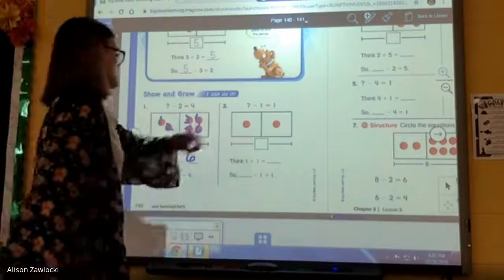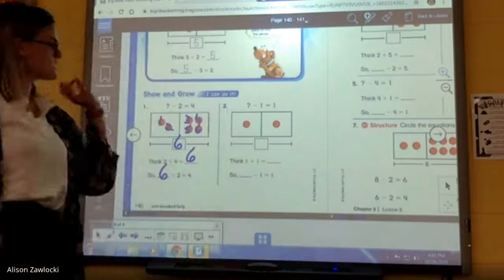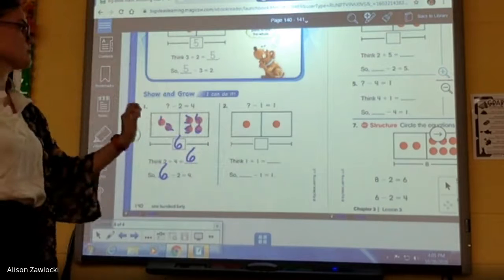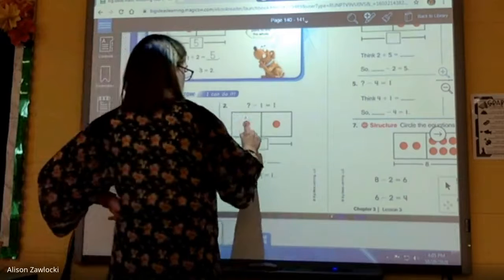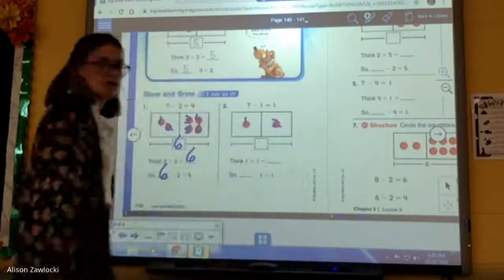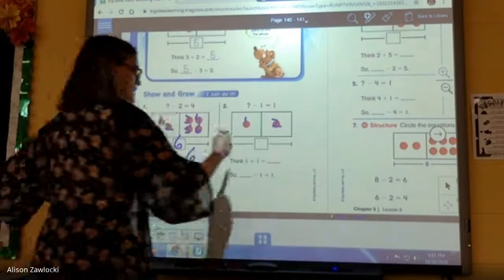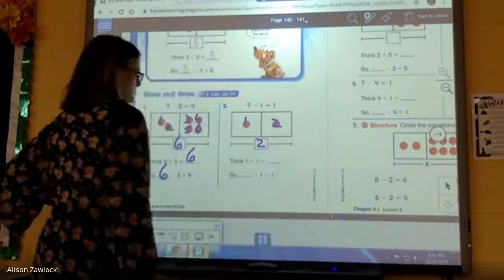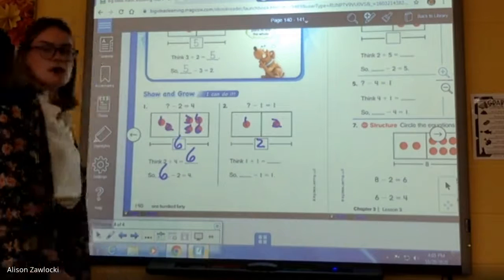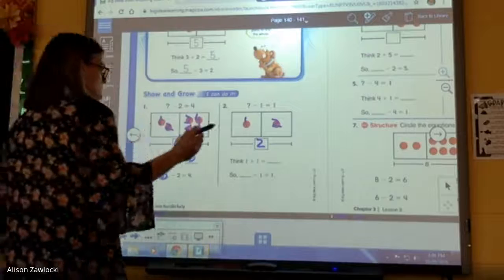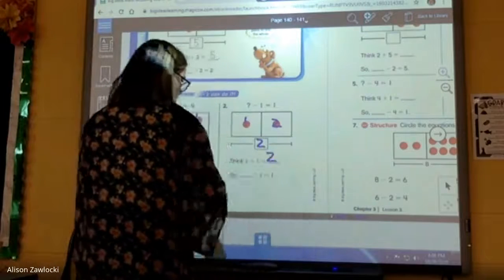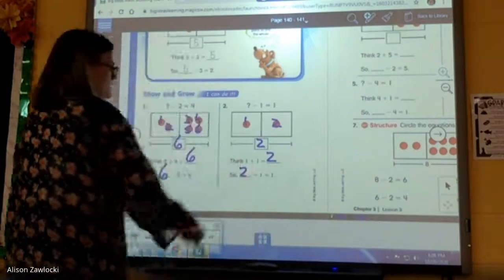Let's do this one this time now. Blank take away 1 equals 1. Oh, interesting. So I'm going to count 1, 2. Oh, that was easy peasy. How many counters do I have total? I have 2 counters total, or 2 circles total. So think 1 plus 1. What's 1 plus 1, boys and girls? It's 2, right? So 2 minus 1 equals 1.